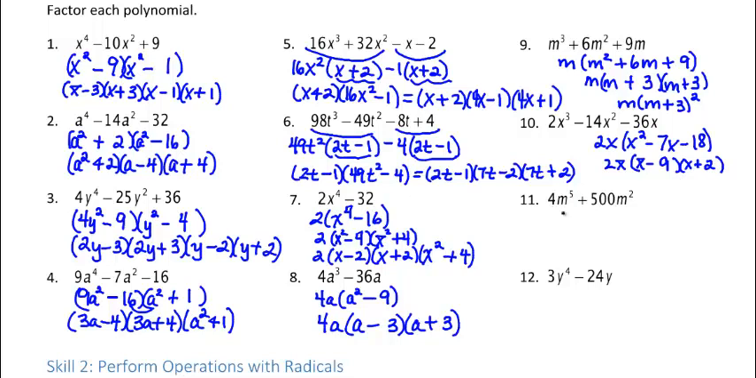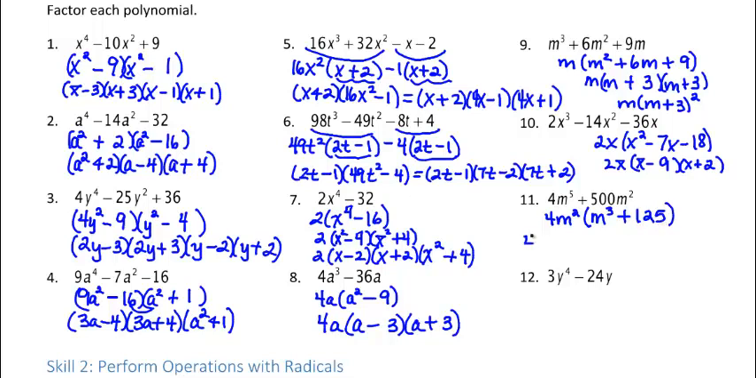Number 11 is 4m to the 5th plus 500m squared. There's a common factor of 4m squared, and that leaves m cubed plus 125. But then this is the sum of two cubes, right? Because 5 cubed is 125.